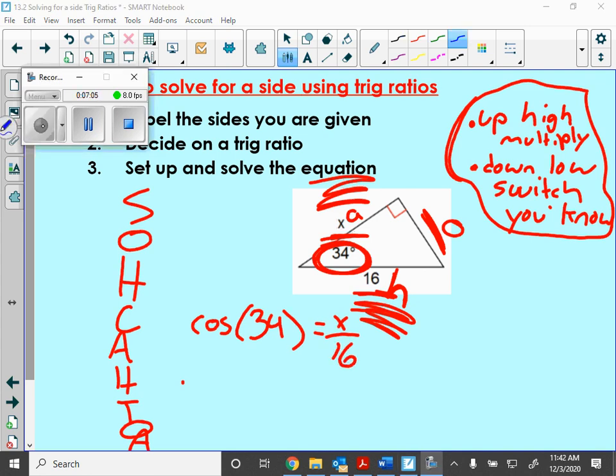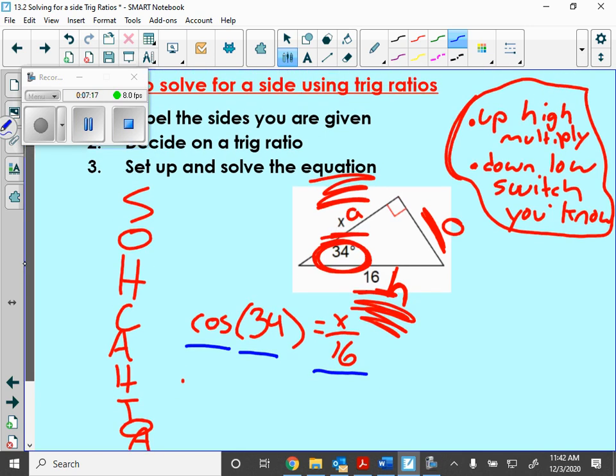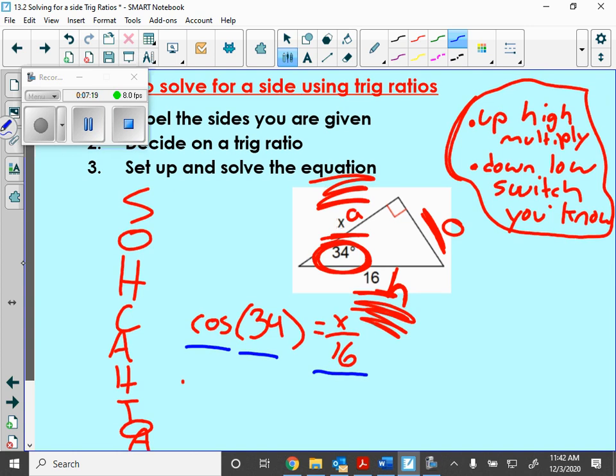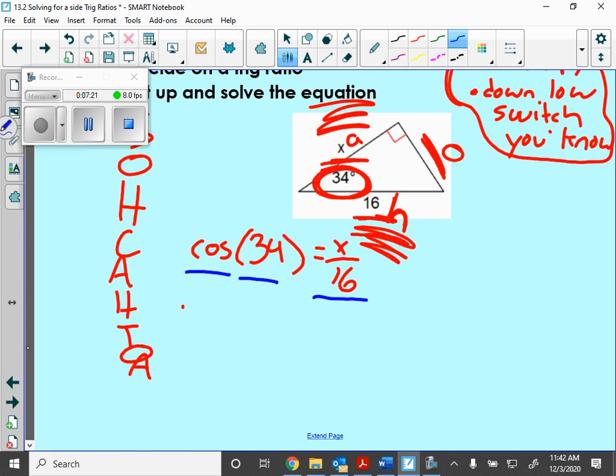So you always go trig function, measurement of the angle equals the fraction. That's how these are set up. Right? Now here comes our little trick that we learned that we wrote up there in the top right. Up high, multiply, down low, you switch it over. That's talking about the X. So where is this X? Is it up high or down low? It's up high. So you multiply.